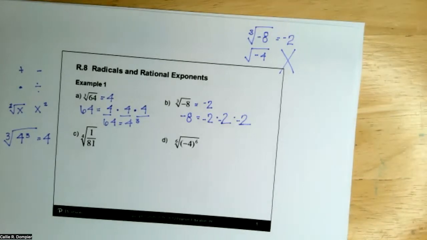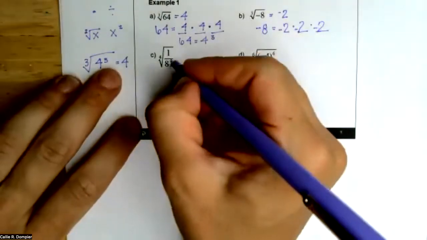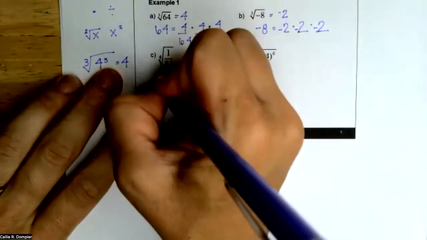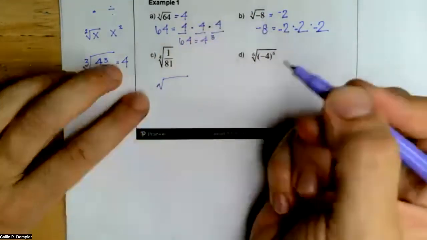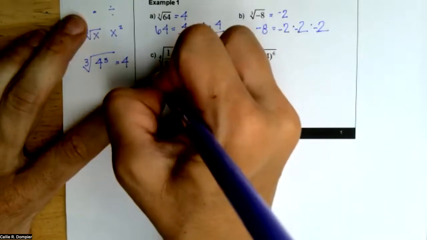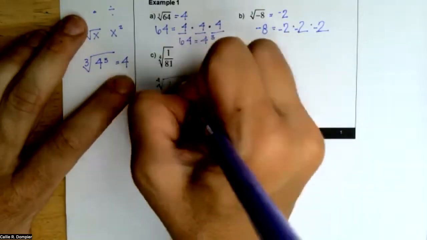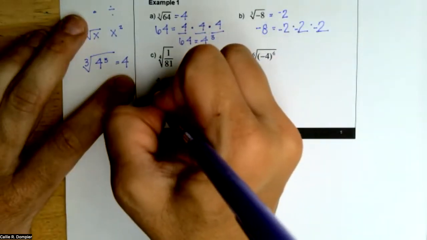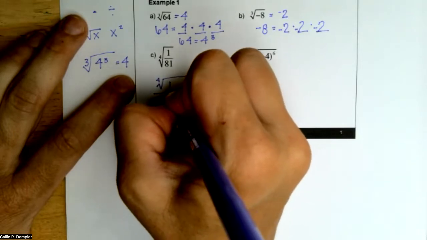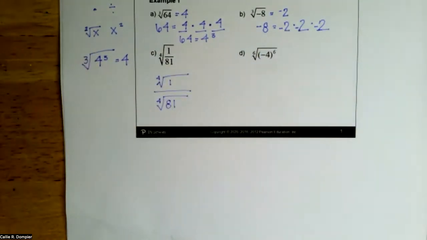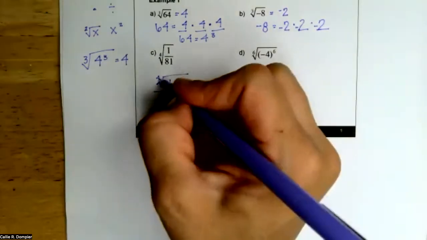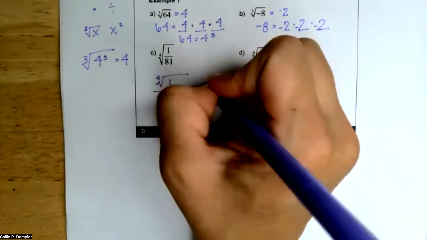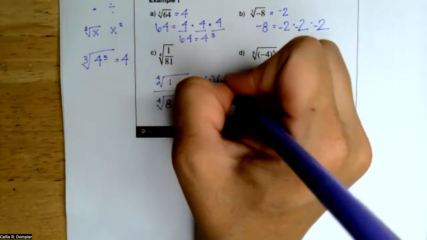Good. All right, for example C, what you want to do when you have a fraction is you can take that fourth root and you can distribute it. So now you can take the fourth root of 1 over the fourth root of 81. What can I multiply by itself 4 times to get 1? Just the number 1.